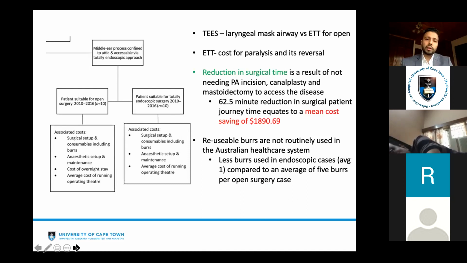The other cost that they discussed was the use of burrs. So in the Australian healthcare system, they don't reuse their burrs. So using it in the endoscopic cases, they used about either no burr or just 1 burr, compared to an average of 5 burrs per open surgery case. And that obviously has cost implications to the patient and to the hospital.